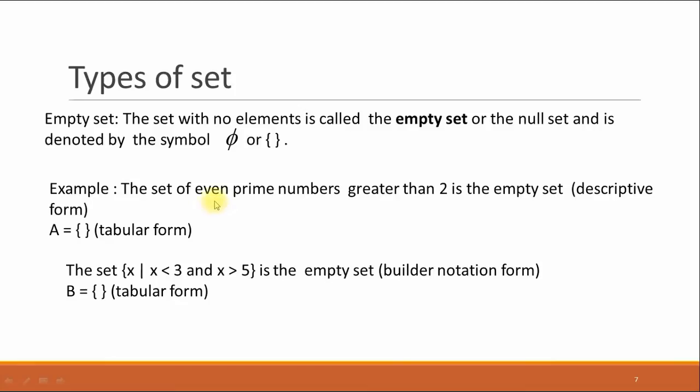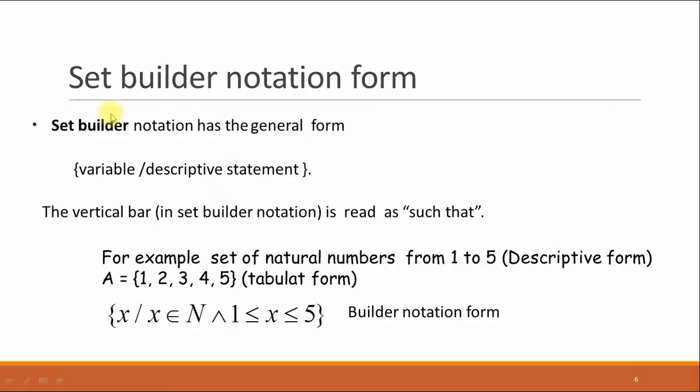Now set builder notation form. The general form is the set of all variables such that, followed by the descriptive statement. The vertical bar in the builder notation form is read as "such that." For example, how do we write this descriptive form in builder notation form? The descriptive form is the set of natural numbers from 1 to 5.